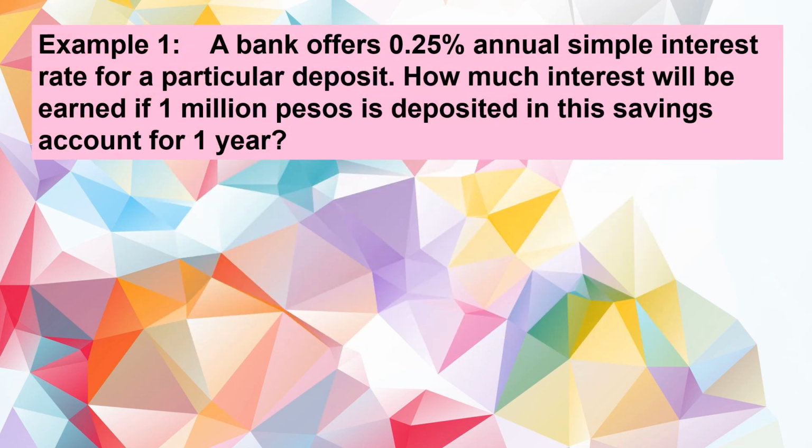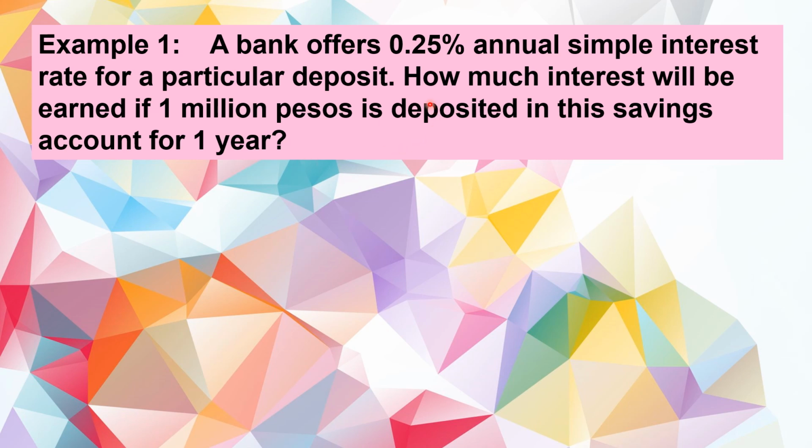Let's solve example number 1. A bank offers 0.25% annual simple interest rate for a particular deposit. How much interest will be earned if 1 million pesos is deposited in this savings account for 1 year?